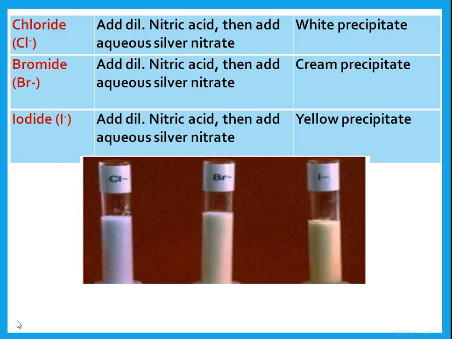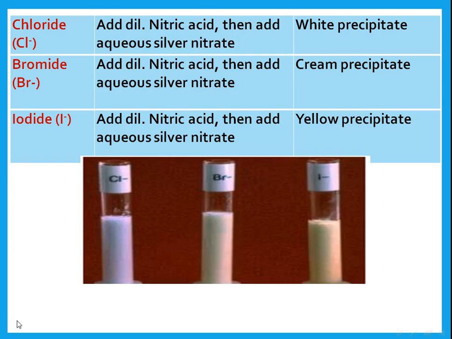Okay, now the next test is to determine the presence of halides. Halides means halogen ions, so chloride, bromide, iodide. To test for any of these, it is the same test. Add dilute nitric acid, then aqueous silver nitrate. Remember, it could be silver nitrate or lead nitrate. It gives the same results. So we first add dilute nitric acid, then add aqueous silver nitrate.